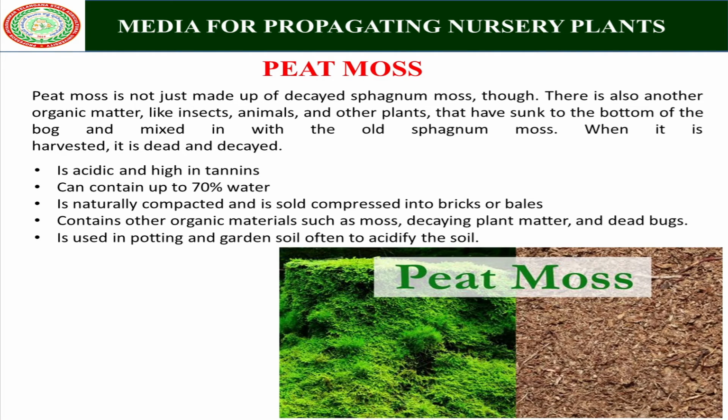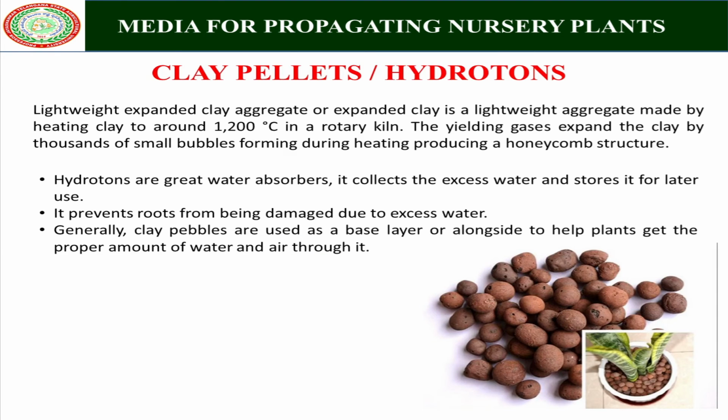So this peat moss consists of all the decayed bugs, all the decayed plant material along with the sphagnum moss. So it is acidic and high in tannins. It can contain water up to 70%. It is naturally compacted, and it is sold as compressed brick or compressed bed. It consists of organic materials like moss, decayed plant material and also dead bugs. It is used in potting of gardens and also can be used in potting of indoor plants.